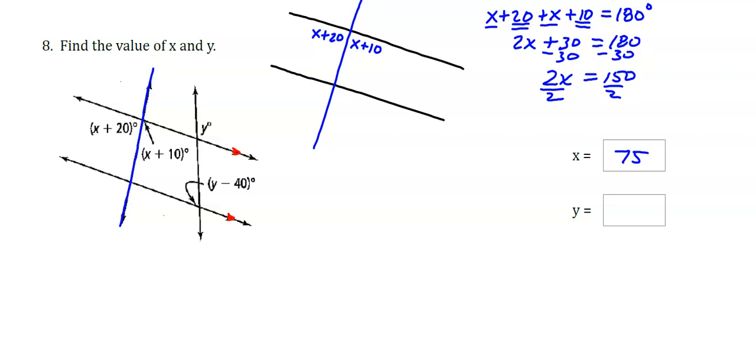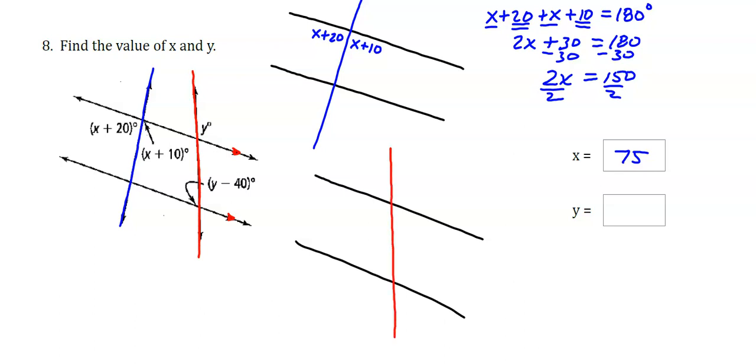Now let's go over to the y side. I'm going to redraw my parallel lines again, and I'm going to now focus on this transversal. This strategy of drawing simpler pictures, I like to do that whenever I can, if things are looking a little cluttered or I'm getting confused. So there's y. Over here is y minus 40.